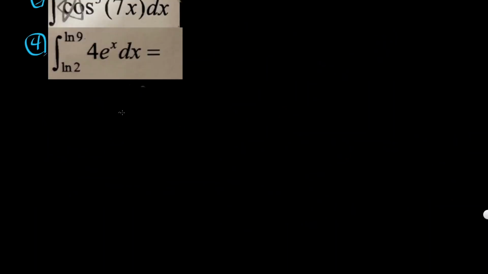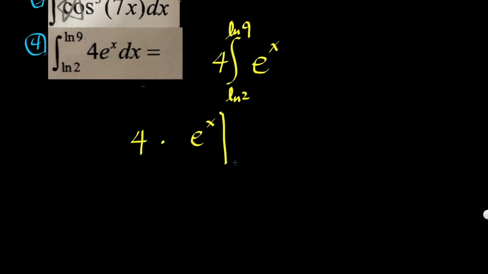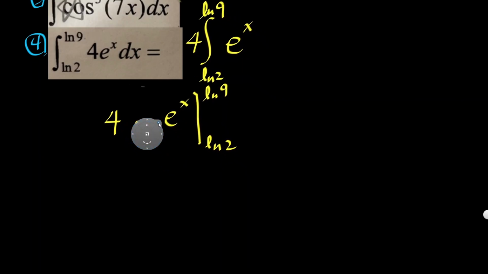So we have the integral from ln 2 to ln 9, and 4 can be taken out, of e to the x. We know that the derivative of e to the x is e to the x. That means the integral of e to the x is also e to the x. This is actually easy. You just multiply by 4, and then e to the x, since the integral of e to the x is just e to the x. And then you want to go from natural log of 2 to natural log of 9. So all you got to do is just plug it in now.